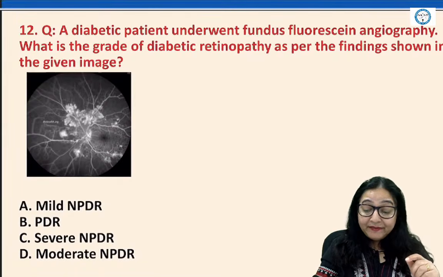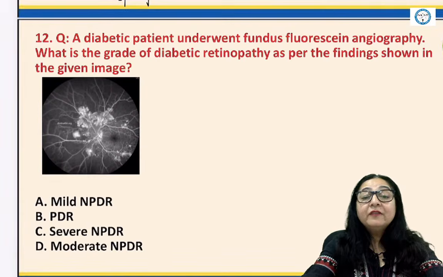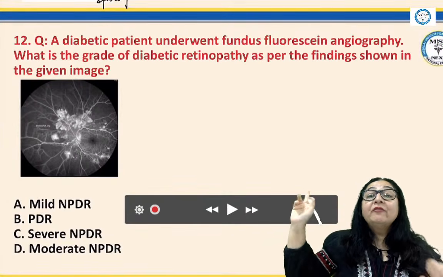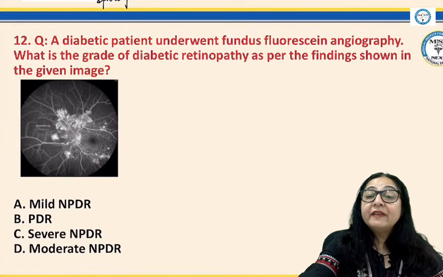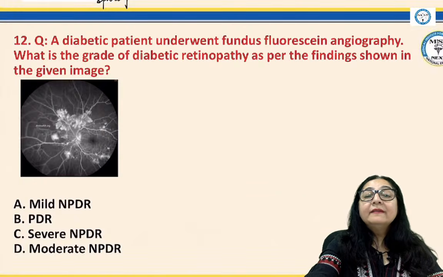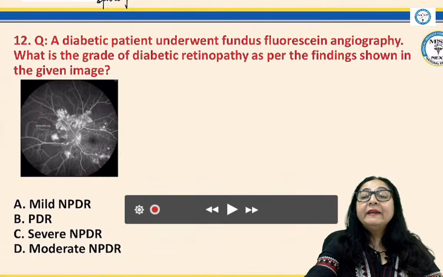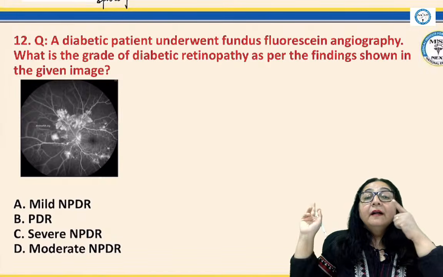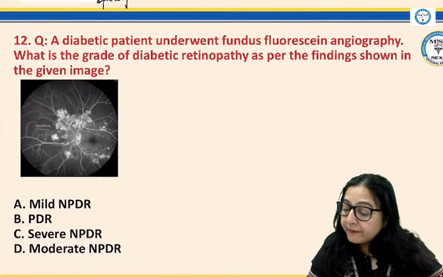So moving on to the next question, my dear friends. Expect questions based upon investigations in the ophthalmology exam, bache. So a diabetic patient underwent fundus fluorescein angiography. So what is the grade of the diabetic retinopathy seen in these cases, as per the image here, bache?